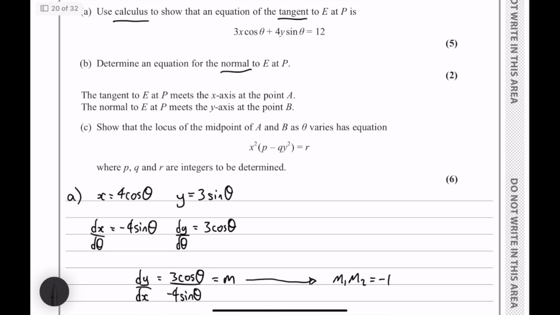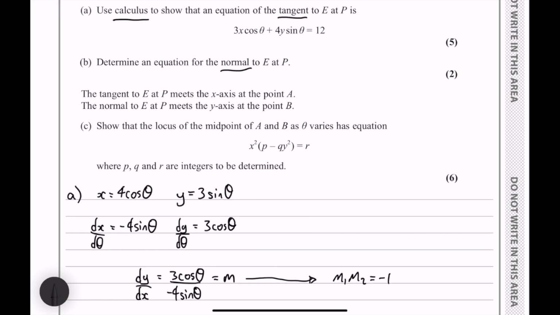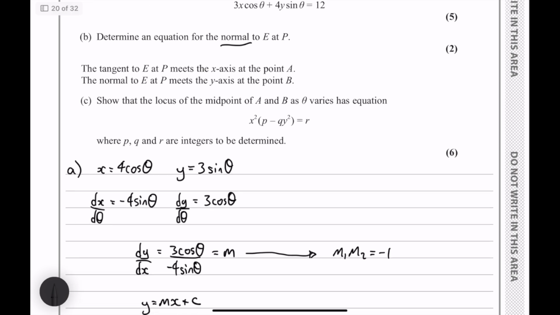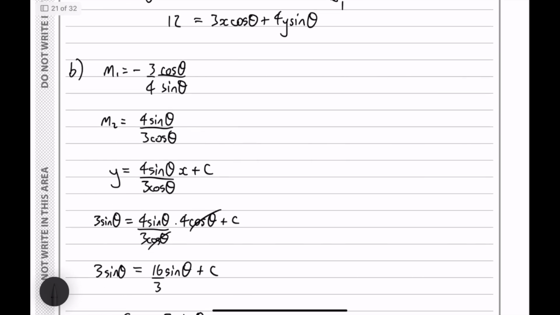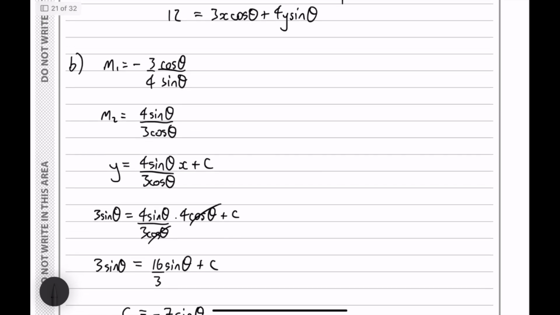The tangent to E at P meets the x-axis at point A. The normal to E meets the y-axis at point B. Show that the locus of the midpoint varies with this equation here. Okay, we need to get an expression for the midpoint, which means we need an expression for A and B. A is where the tangent meets the x-axis, so y equals 0 in the tangent equation, which is the one just at the top of the screen there.